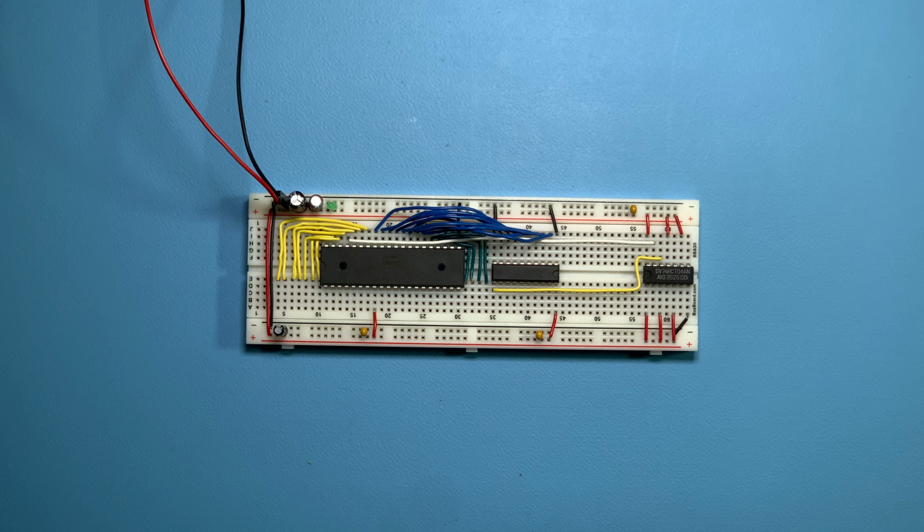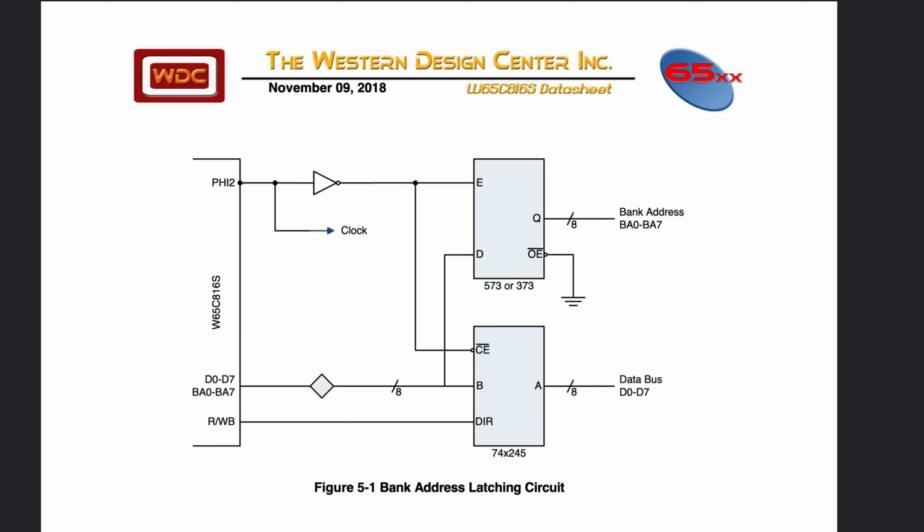In the last video, we took a look at how the 65C816 multiplexes the bank address with the data pins, and we started building on the breadboard this circuit to latch the bank address. That was the first half of this circuit that's shown in the datasheet to manage the multiplexed bus. In this video, we'll take a look at the second half, which is the data bus buffer.